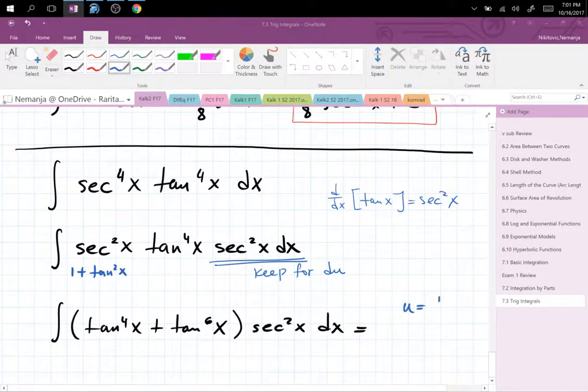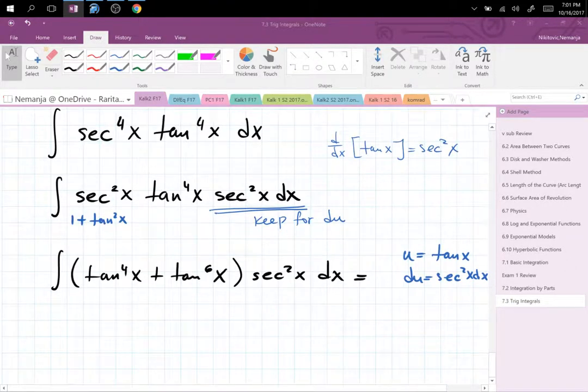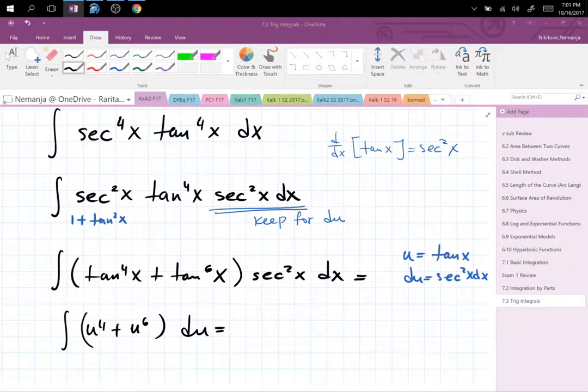u equals tangent x, du equals secant squared x dx, and this is the integral of u to the 4 plus u to the 6 du. Just flies now, right? Just flies. And what do we do? Exactly. Very good.